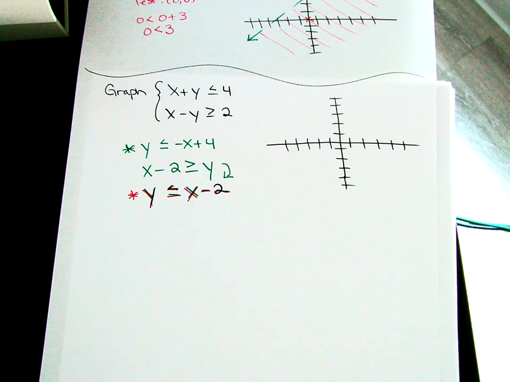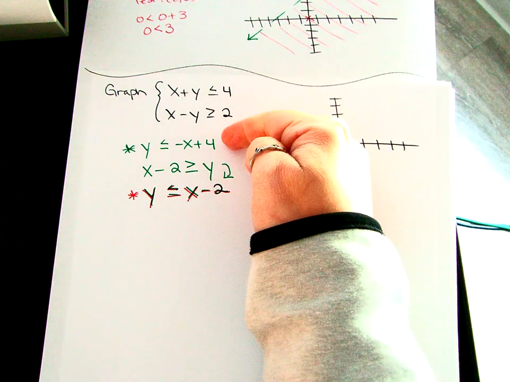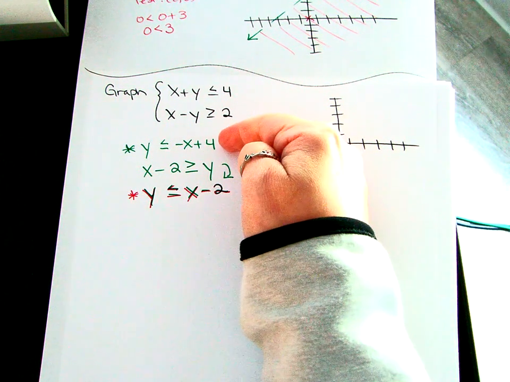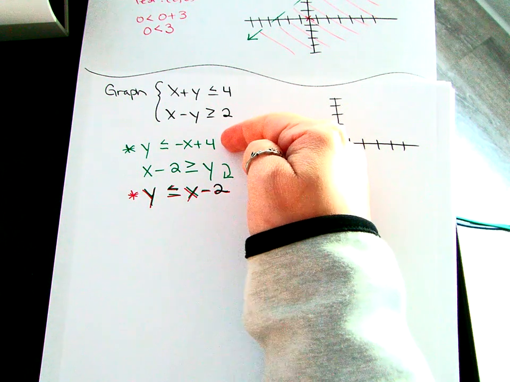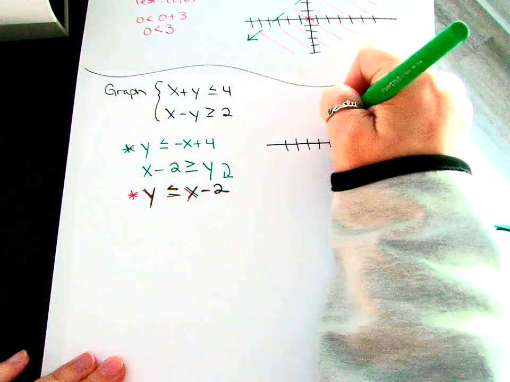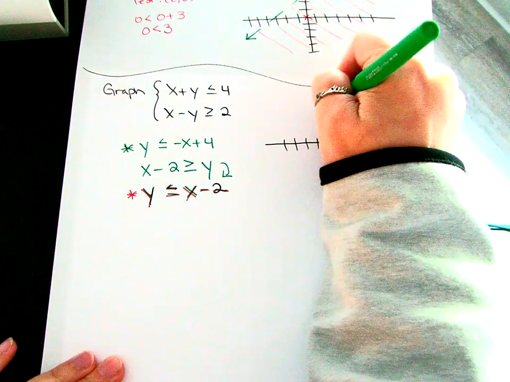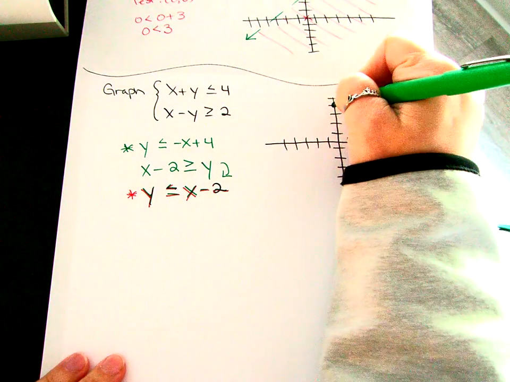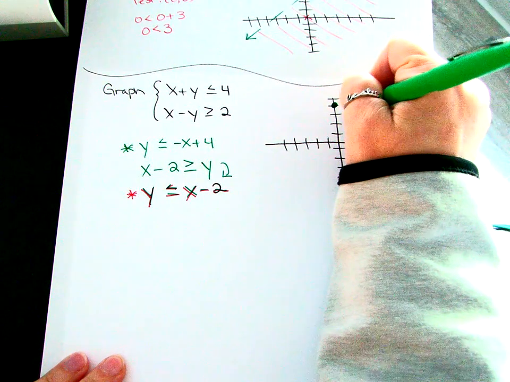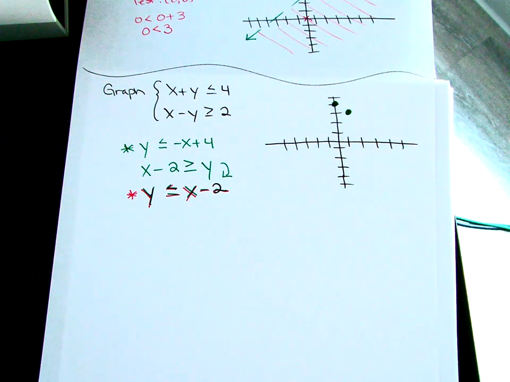Now we're going to graph these just like a system of linear equations. So if I'm looking at this top equation, y is less than or equal to negative x plus 4, what is the y-intercept? 4. So I'm going to go up 4, 1, 2, 3, 4. And what is the slope? Negative 1, down 1, right 1. Then will I be connecting those using a solid or a dashed line? Solid.